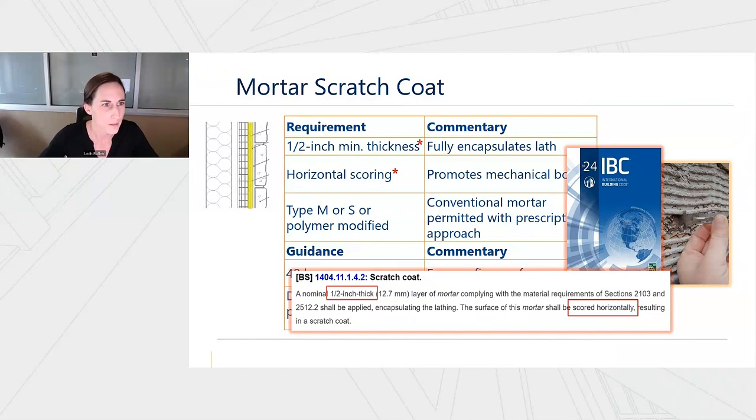Just want to pause and highlight the reference here. All of these requirements listed on the screen do come from that list of references that I showed on a prior slide. Just to bring it to life, here are the two requirements in the 2024 IBC regarding the thickness and the scoring of the lath.